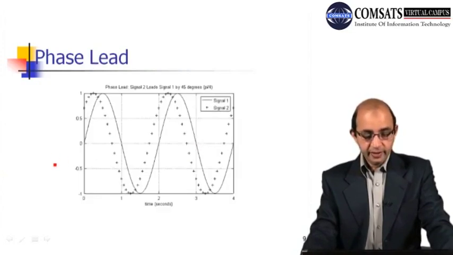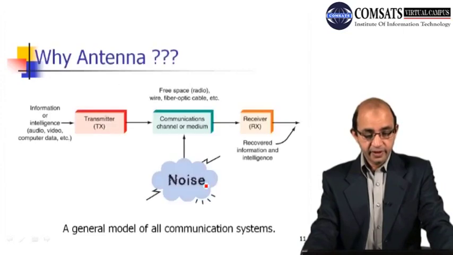And then phase lead. Here you can see signal 2 is leading by this much amount, that is again 45 degrees, pi by 4. Here the signal represented by the plus symbols is leading the solid line signal by 45 degrees.